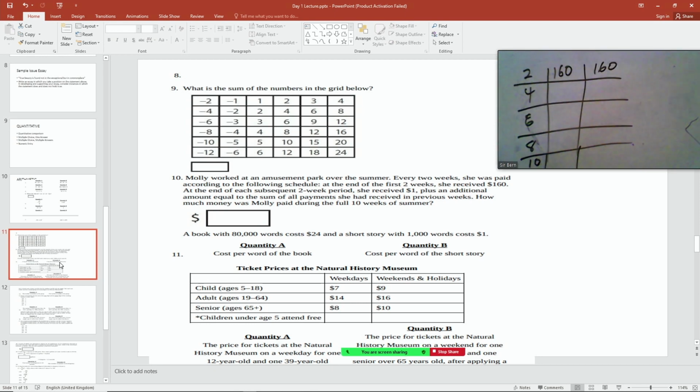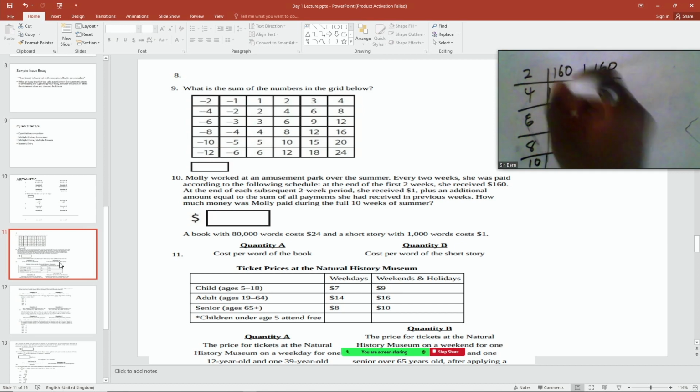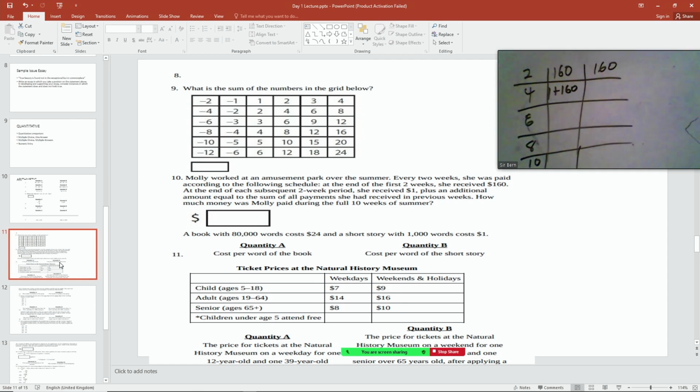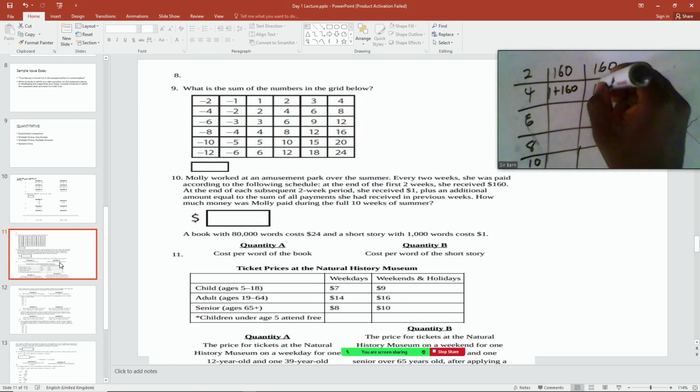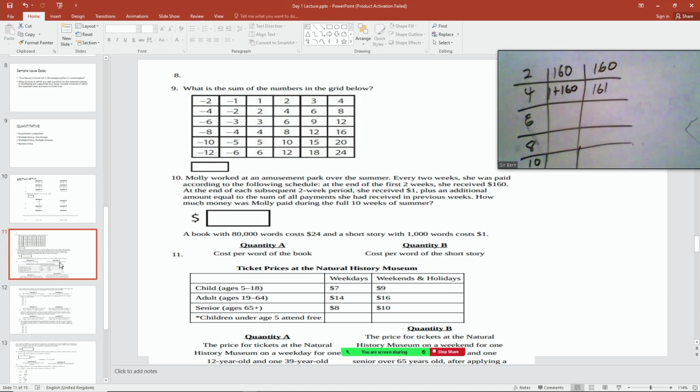Then they are saying that at the end of each subsequent 2 week period, she receives $1 plus what she has received in the previous week. So she would receive $160. She received $160 in the previous week. So that would add up to the $1, giving us $161. So she was paid $161 at the end of week 4.